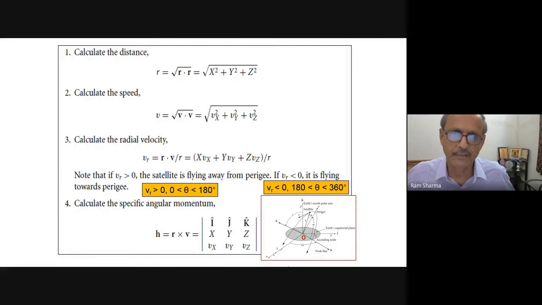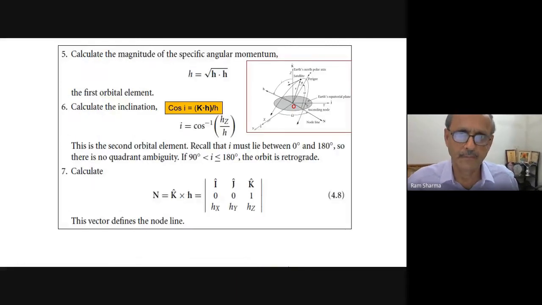Okay, calculate the angular momentum, R cross V. Here we have to remember that we do R cross V, not V cross R. Otherwise, the negative value will come. So with R cross V, we have got the angular momentum. Calculate the magnitude of this.